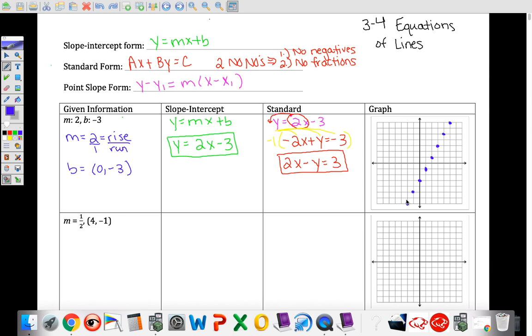Once you have your points, you're going to go ahead and connect your dots. And again, don't judge me on my lines because it's very hard to draw a straight line on here. Okay, so there's my line. And that's it for the first one.